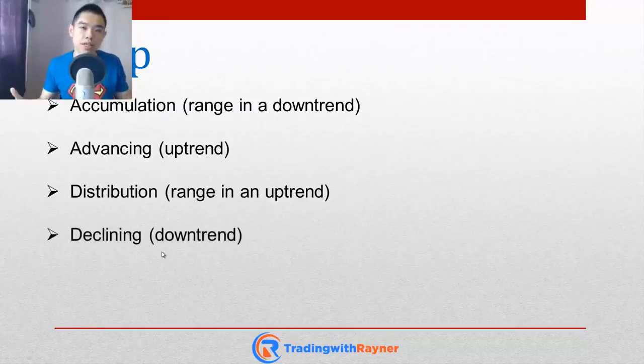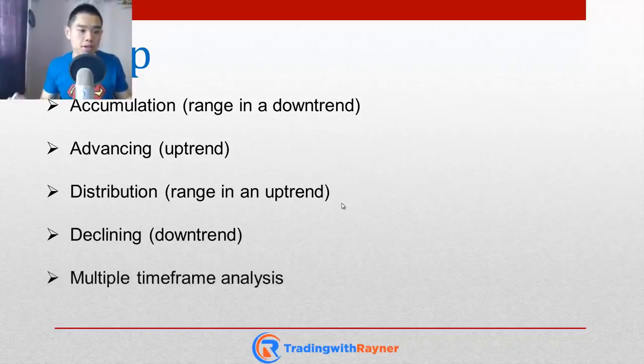Then finally, we talk about the declining stage, a downtrend. Basically, you want to be shorting in this market condition and not look to buy. And the final concept that we talk about is multiple time frame analysis, how you can actually use multiple time frames to increase the odds of your trade working out, for example, in the accumulation stage and the distribution stage.